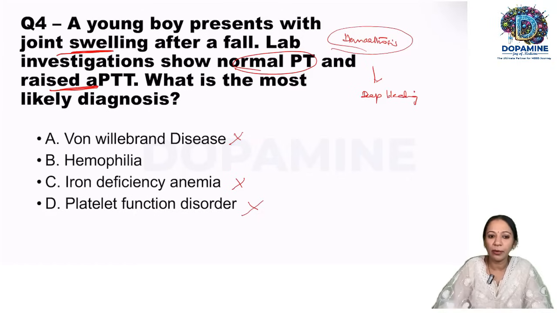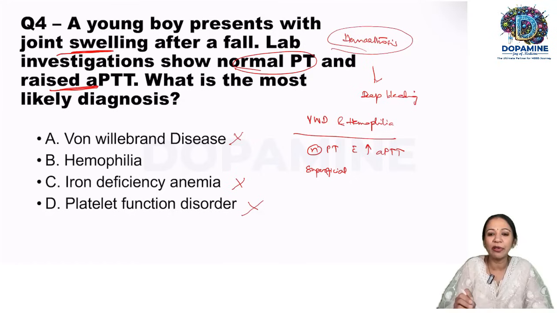Okay. So remember, both von Willebrand's disease and hemophilia will have normal PT with elevated APTT. So how do you differentiate between the two? If the bleeding is superficial, for example, like a skin bleeding or a mucous membrane bleeding, something like that, if it is superficial, we are dealing with von Willebrand's disease. If it is a deeper bleeding, we are dealing with hemophilia.